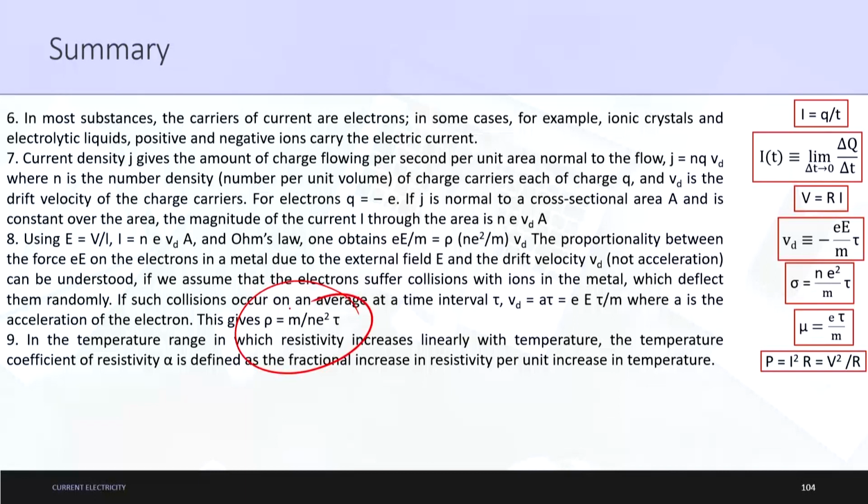Finally, using this also we found out the value of resistivity, that is rho is equal to m upon n e square tau. In the temperature range in which resistivity increases linearly with temperature, the temperature coefficient of resistivity alpha is defined as the fractional increase in resistivity per unit increase in temperature. So, what is the formula we used here? Rho T is equal to rho naught into 1 plus alpha delta T. So, this is the alpha being talked about here.